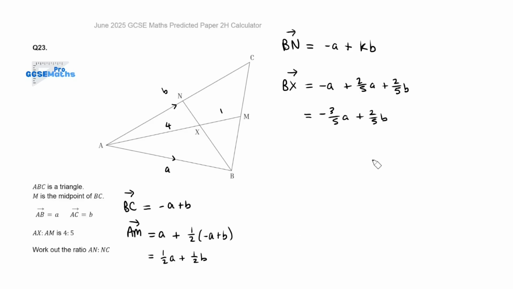We need to create simultaneous equations for each of the A coefficients and the B coefficients. The reason why I've chosen two vectors from the same line is because if you think about parallel vectors, or vectors on the same line, one is a multiple of the other. Obviously, Bx is a smaller version of Bn, isn't it? It's not exactly equal, but it's a smaller version. So I want to compare the coefficients.